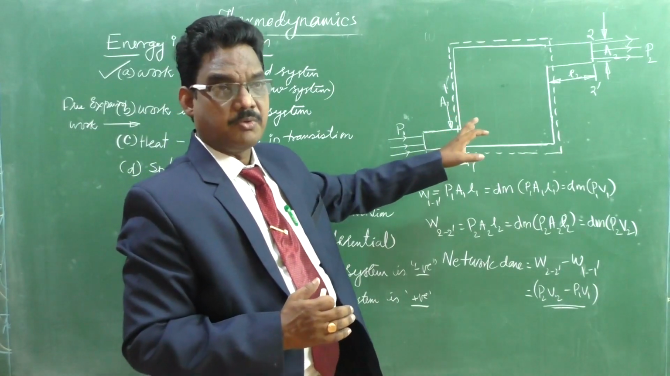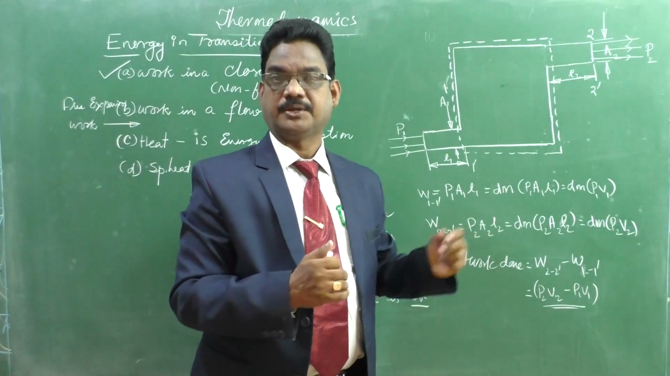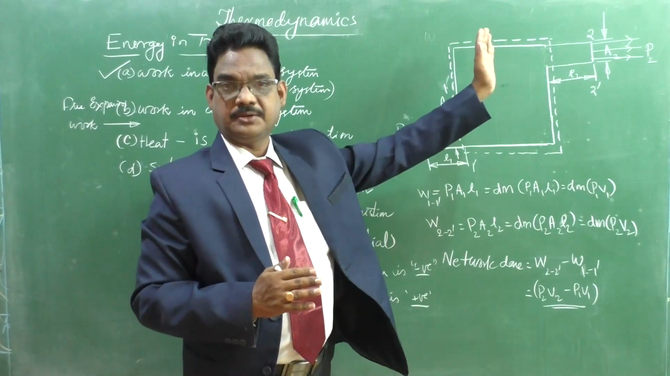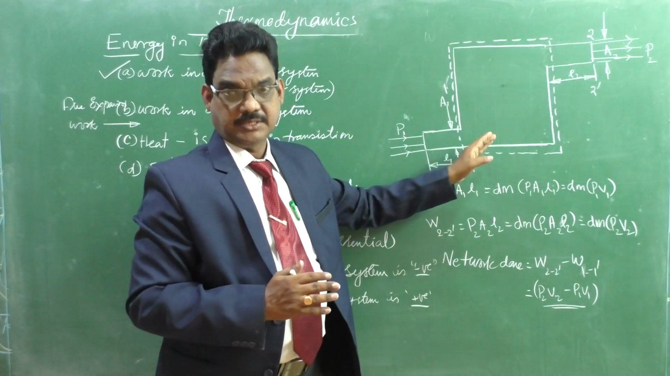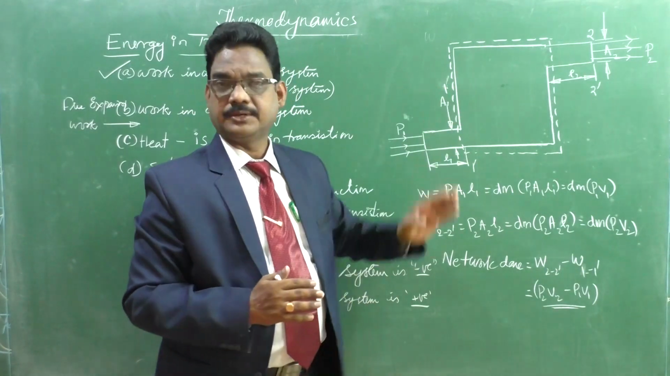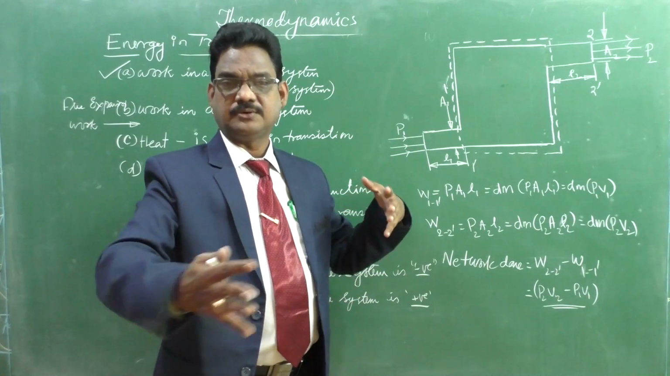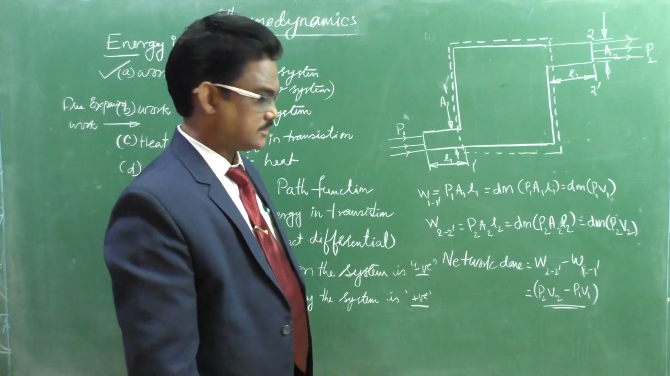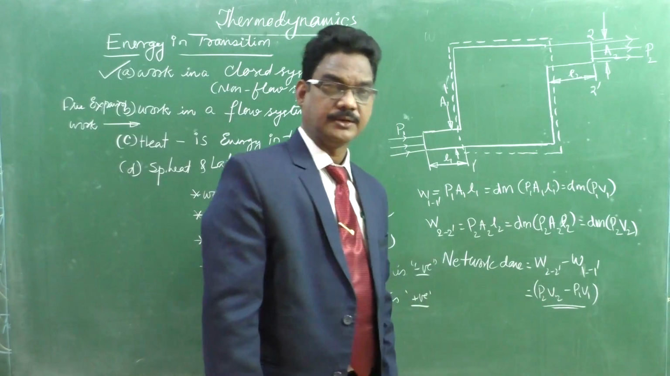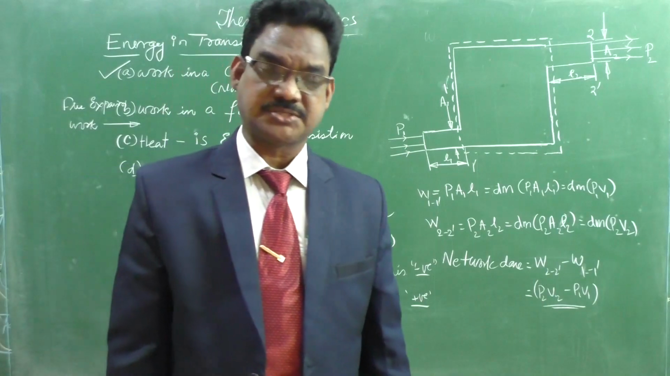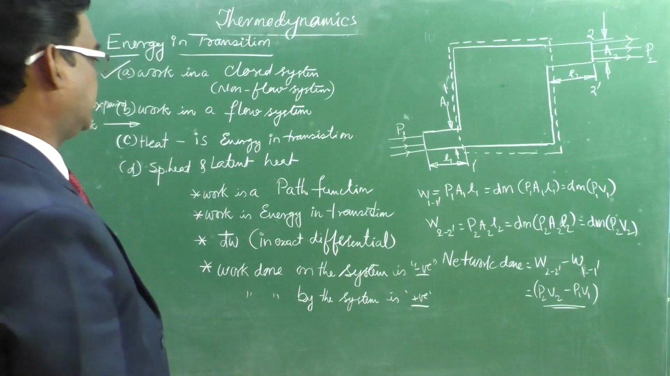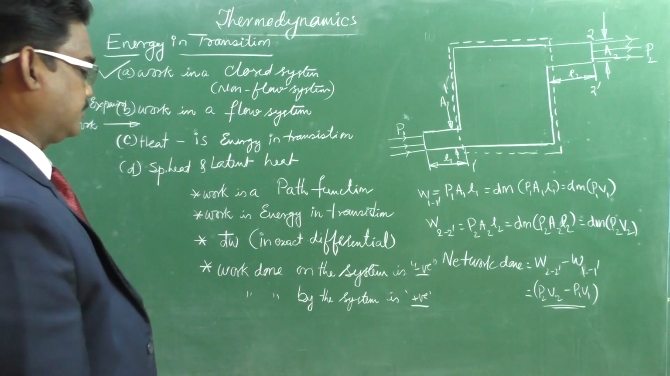Here it is a point function, right? But work is in transition only. But here it is a point function because it is at the boundary. There is no change of system boundaries like this. Therefore the net work will be given here, and the flow work derivation we will further see in the first law of thermodynamics. This is about the flow work of a system.